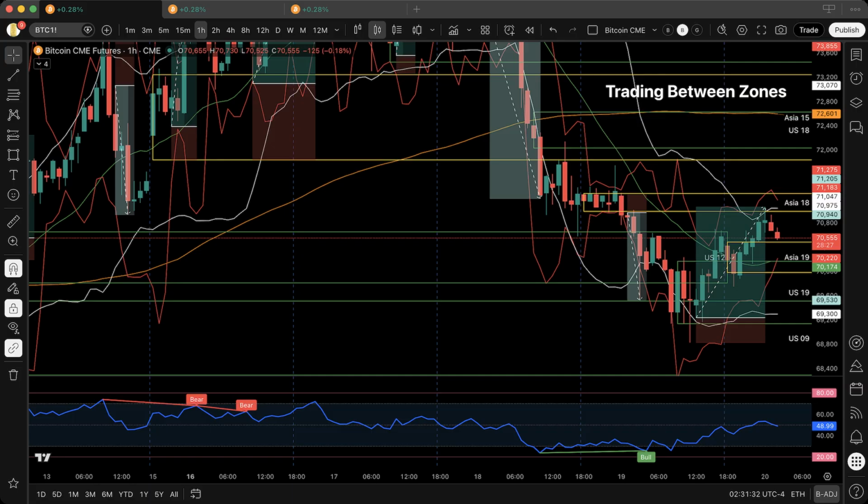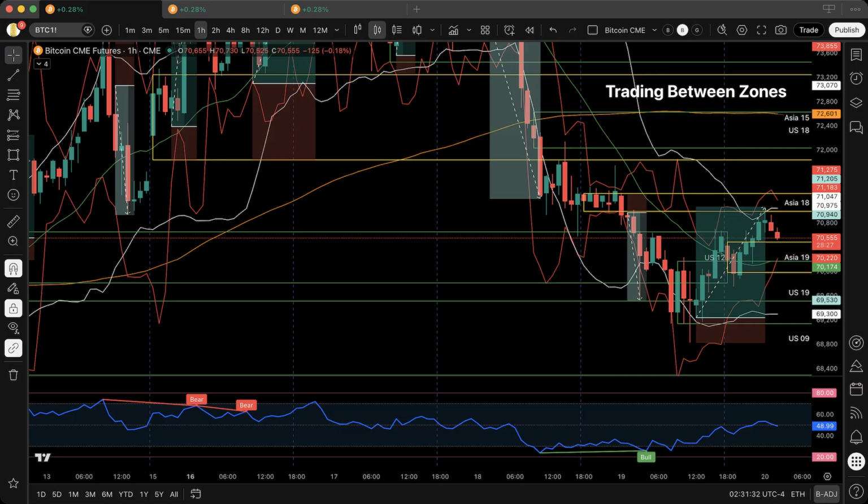So the execution framework becomes simple. At upper boundary, wait for failure, then short. At lower boundary, wait for stabilization, then long. Inside the range, reduce size and expectation. This is not opinion. This is structure-based execution.